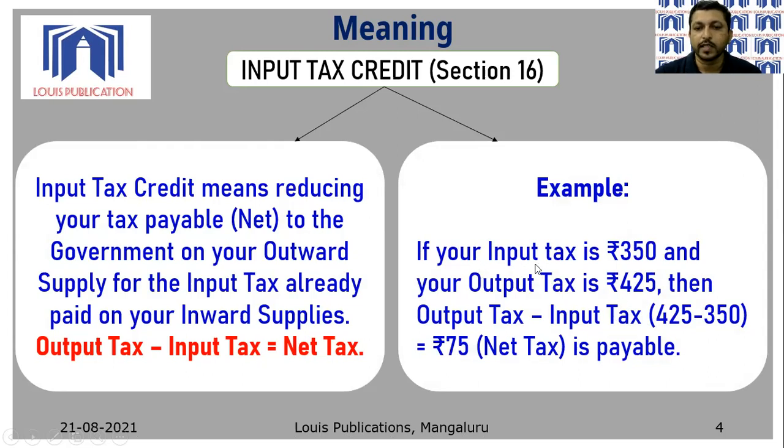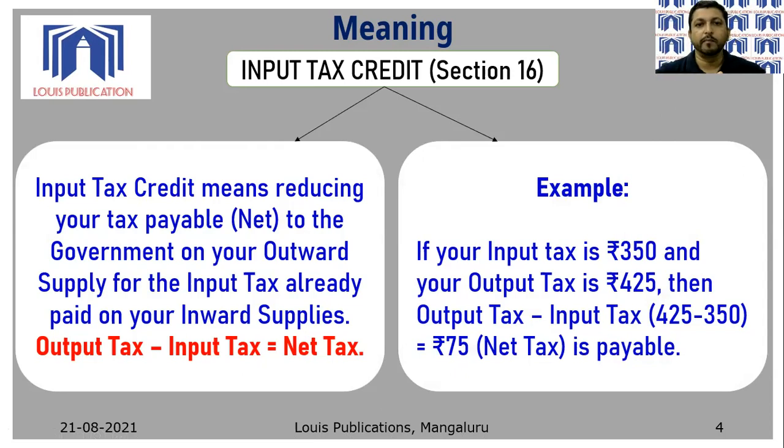that is called input tax credit. So whatever input tax that you have paid, you are now claiming a credit. You are now claiming a reduction. You are now claiming a deduction. So that deduction of input tax is called input tax credit. So the net tax that will be payable to the government is 75. Simple point, 350 rupees has already been paid to our supplier. 425 is collected from our customer.